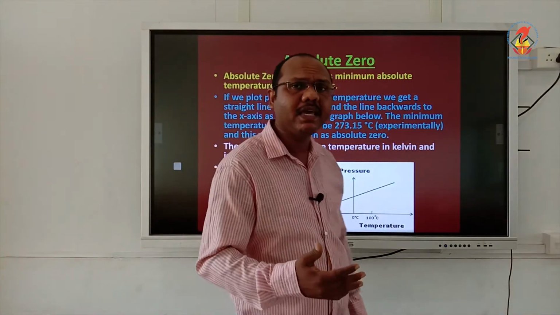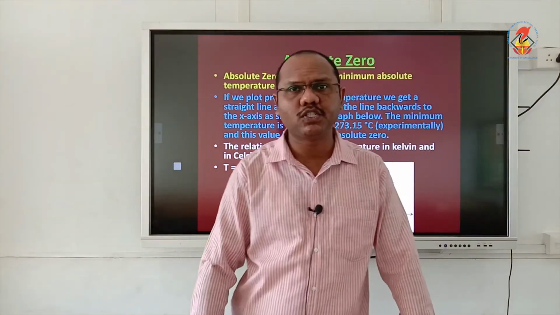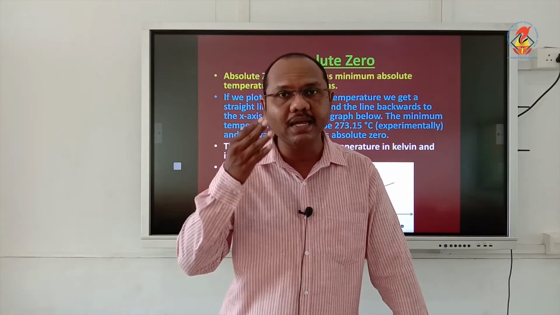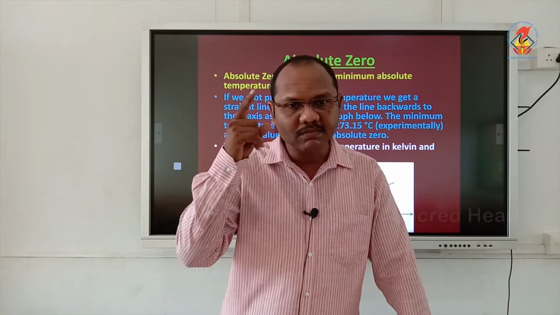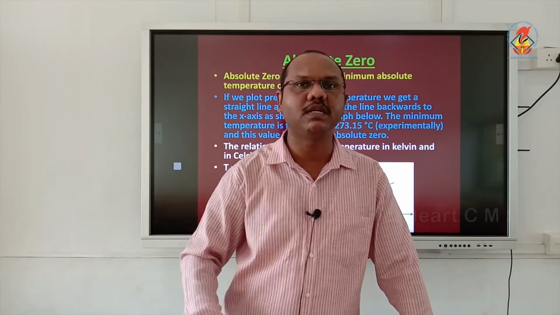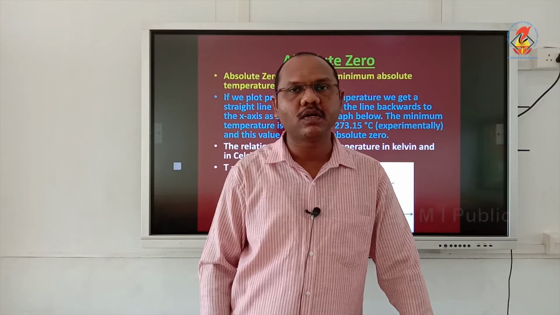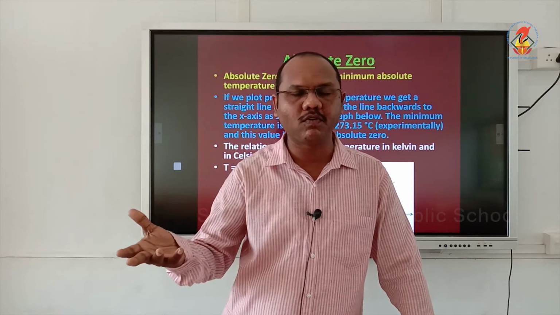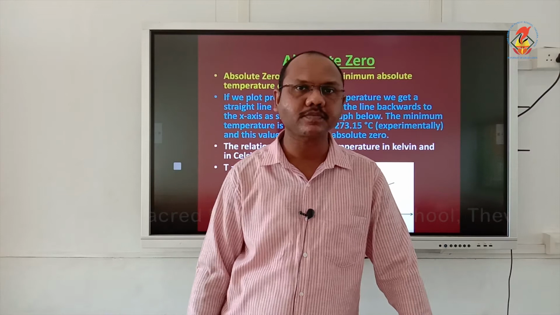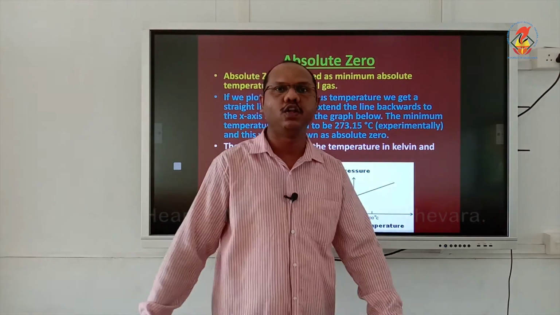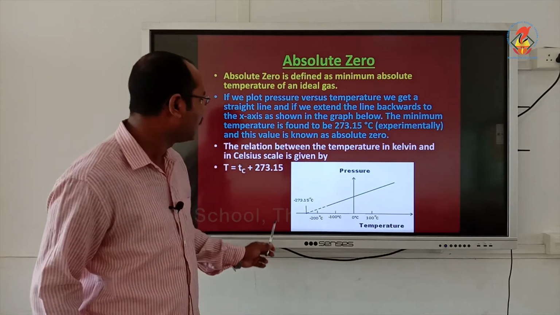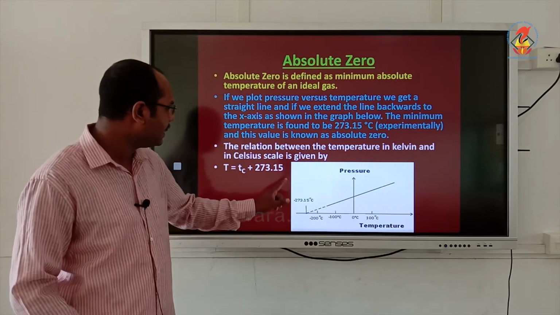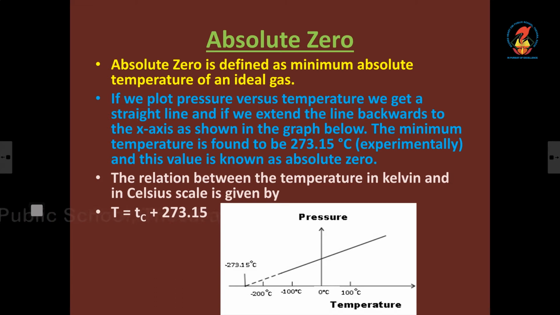What happens if I decrease the temperature below this? The volume of the gas becomes negative, which is not possible. Okay, so gases cannot achieve negative volume. That is why this is considered as the lowest attainable temperature. Okay, so the absolute zero is negative 273.15 degrees Celsius. That is considered as 0 Kelvin.